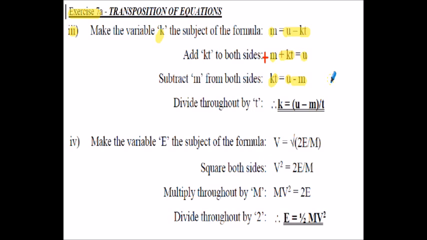And I want to make k the subject. At the moment, the k is multiplying by the t. So to get rid of the t, I have to divide both sides by t. So k is equal to u minus m in brackets, divided by the t.